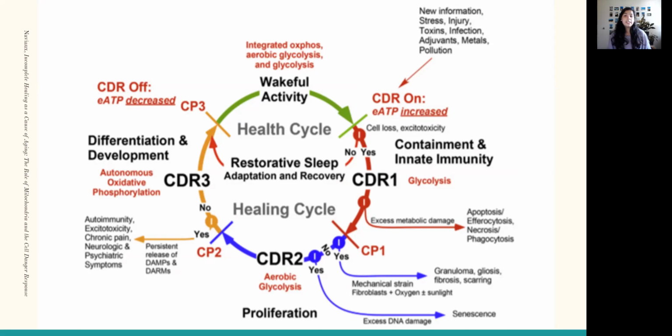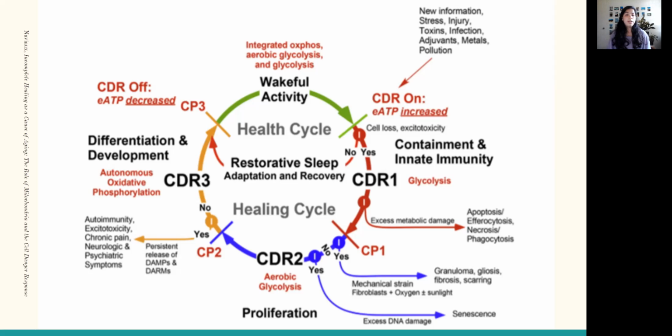And glycolysis is actually the typical metabolism method for cells in this stage. And so it'll keep going through CDR until it hits checkpoint 1 unless there's excessive metabolic damage. And if there's excessive metabolic damage, that is also another place where you will see cell death through apoptosis or necrosis. However, checkpoint 1 divides CDR1 and CDR2.